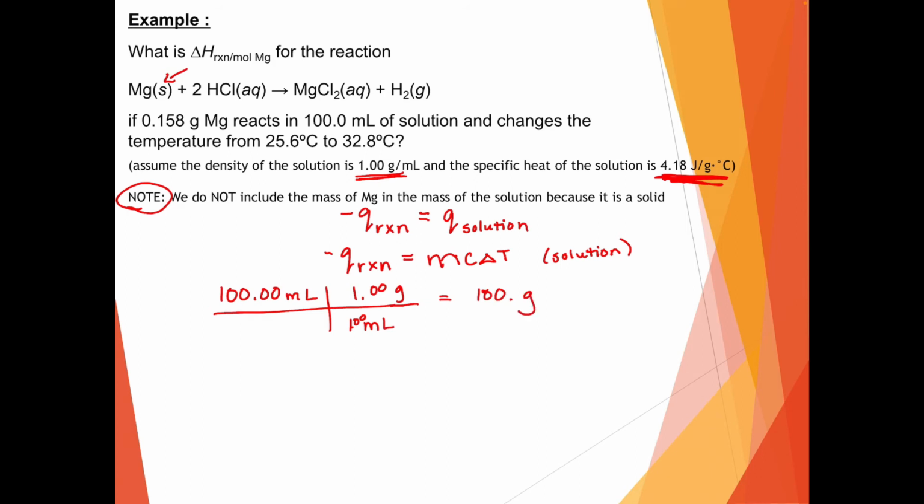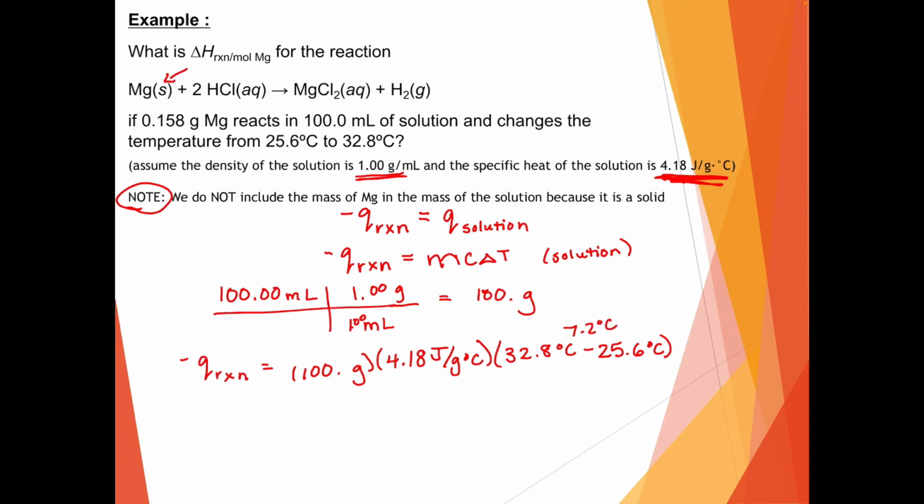Then we have our specific heat, and we can calculate our change in temperature. So our negative Q of the reaction is equal to 100 grams times 4.18 joules per gram degree Celsius, and then we're always going to do T final minus T initial. So 32.8 degrees Celsius minus 25.6 degrees Celsius. This is going to give us 7.2. The reason I'm including that is because that's going to limit our significant figures in the answer.